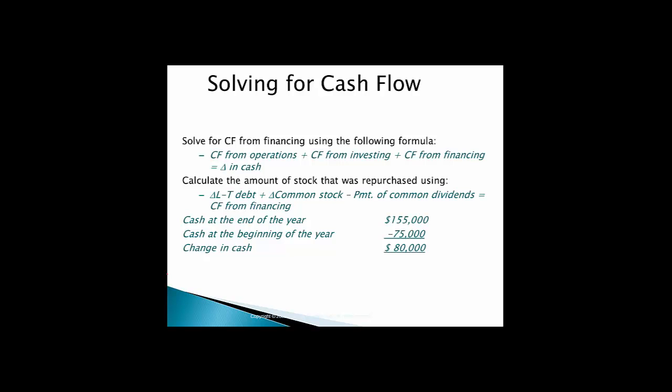From the previous slide, we also saw that we ended the year with $155,000 in cash. We started the year with $75,000 in cash. The difference is $80,000. So therefore, the change in cash that we're going to plug into that top equation is going to be $80,000. So let's start with that and use this information in order to solve for the cash flow from financing and finally solve for the change in common stock.